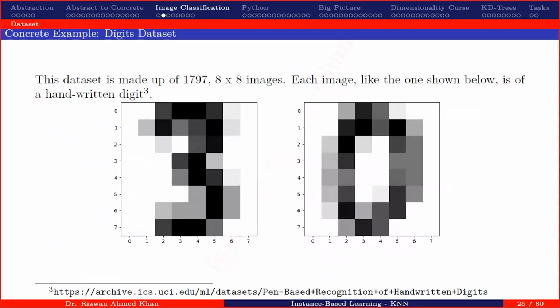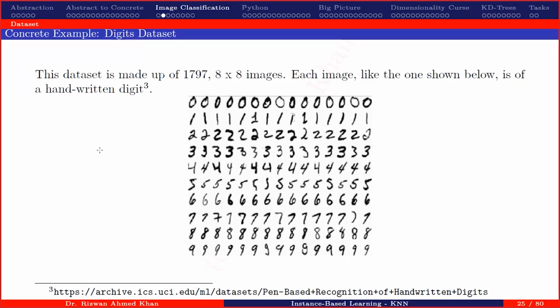So this was the data set I used in last class as a toy data set, which is called digits, and it's available in the sklearn or scikit-learn library of Python. These are example images from sklearn.